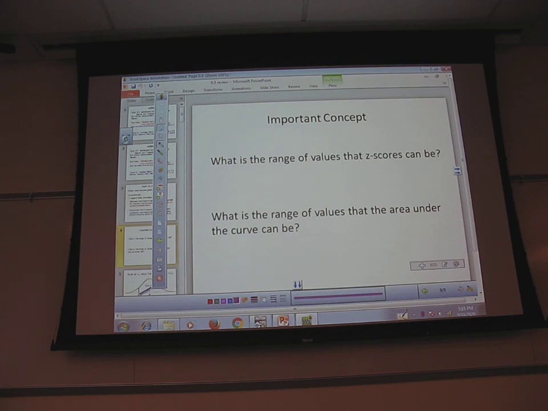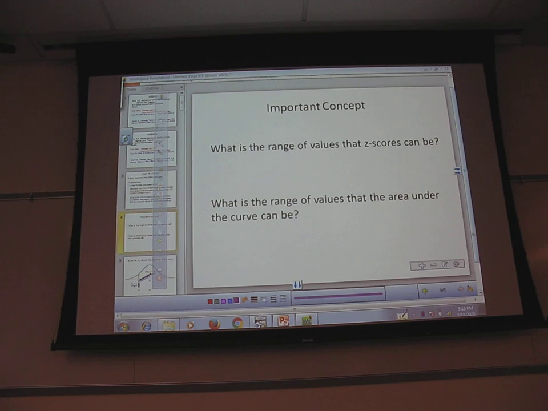Here's an important concept. Michael, go ahead and read this for us. Important concept. What is the range of values that z-scores can be? And what is the range of values that the area under the curve can be? So I want you guys to take just 30 seconds with your neighbors and discuss what you think those 2 ranges are. Go ahead.